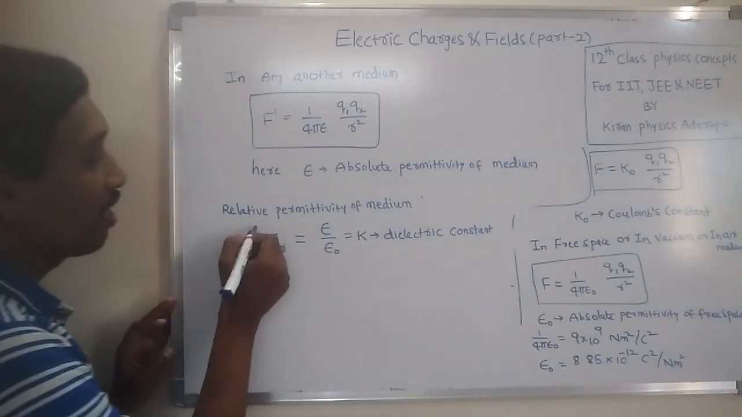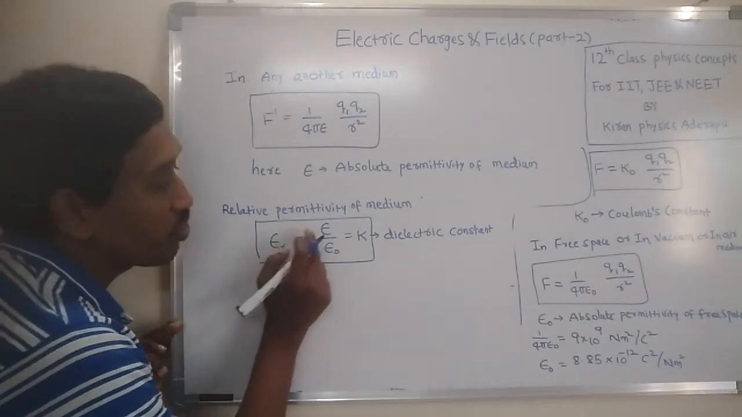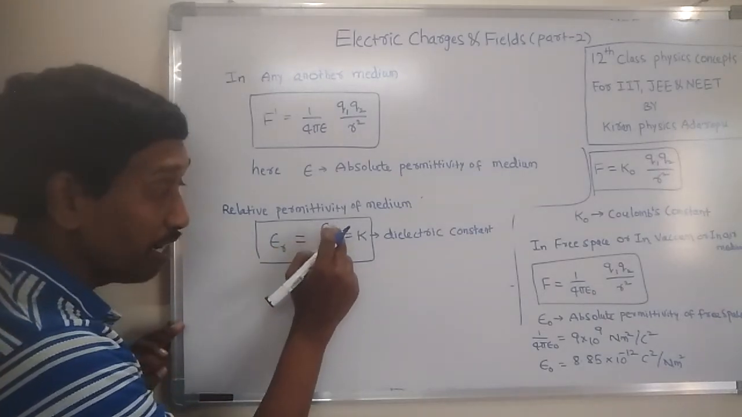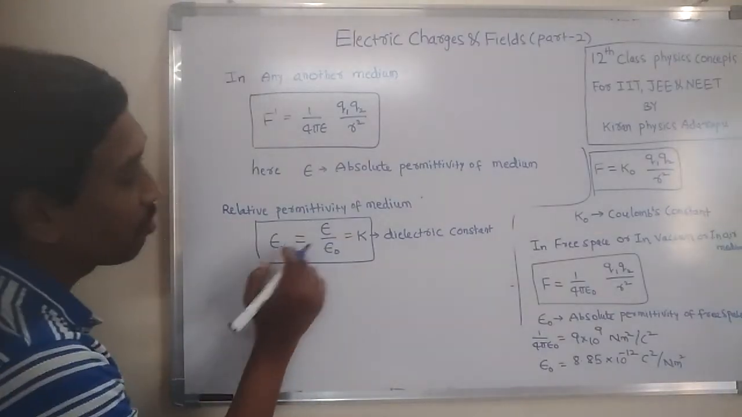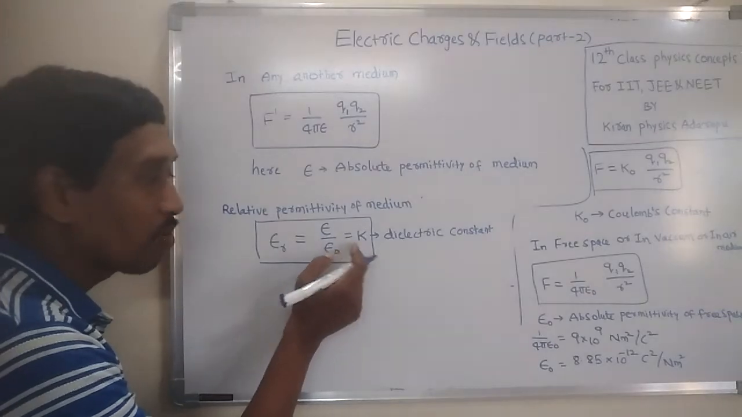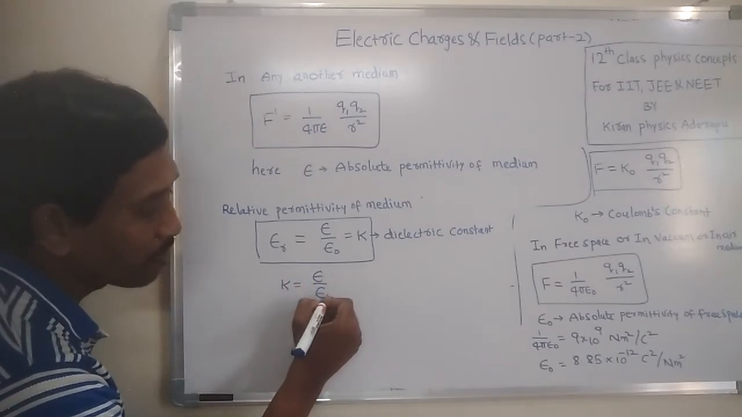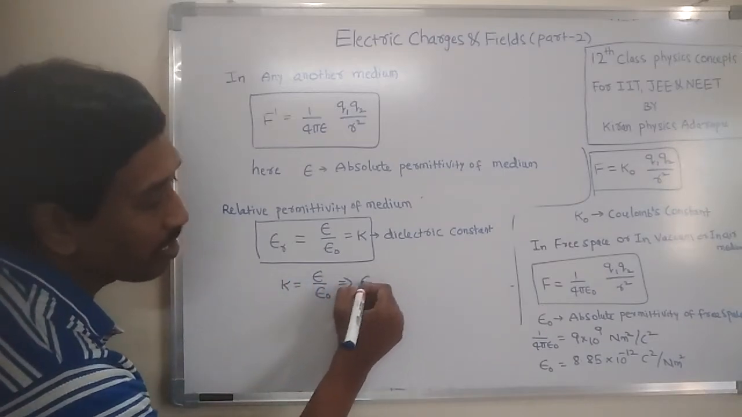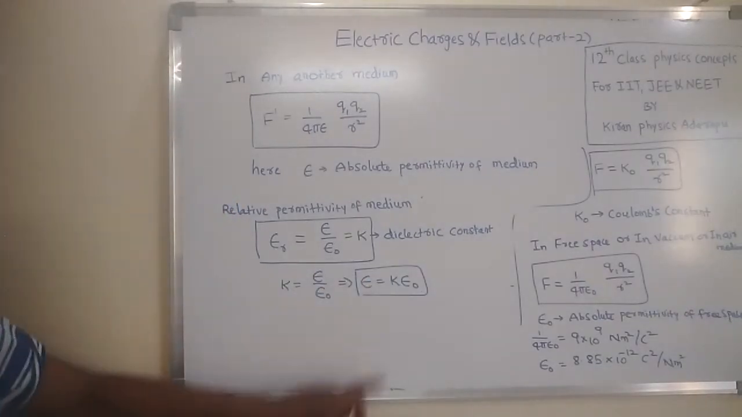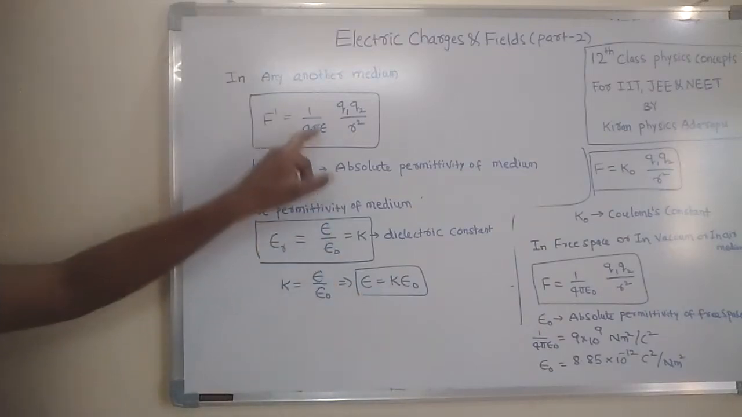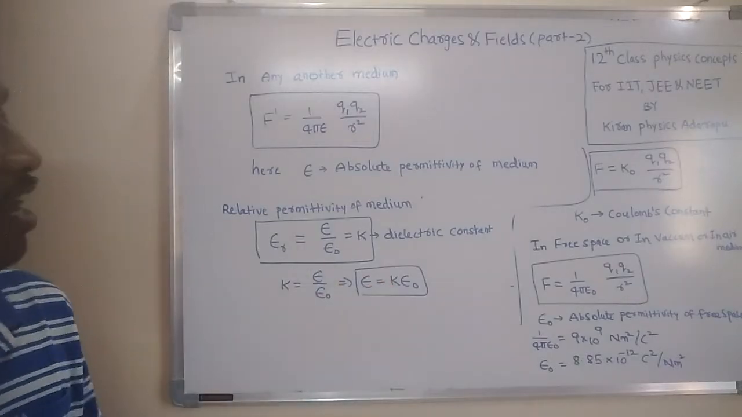That means epsilon r is equal to epsilon by epsilon naught. Relative permittivity is the ratio of the permittivity of the medium to the permittivity of free space. Here K is similar: the dielectric constant K is equal to epsilon by epsilon naught. From this equation, epsilon equals K into epsilon naught. This is the formula for epsilon. K is a known value and epsilon naught is a known value, so substitute this in place of epsilon, and you get the electric force in any other medium also. What are the dielectric constant values?